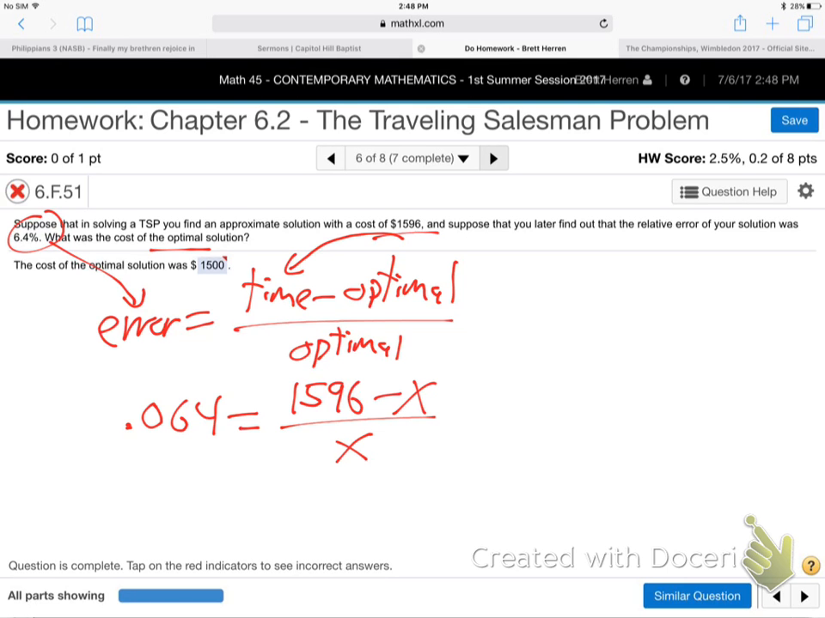So far, so good. They gave me the error, I changed it to a decimal, right? 6.4%, moved the decimal back 2 places. And they gave me my time, my cost, same thing, $15.96. And they're asking me for the optimal. They're saying, what is the optimal? So I call that X, right? It's in 2 places. Call it X in both places. And solve that equation for X. Now, how's your algebra background?